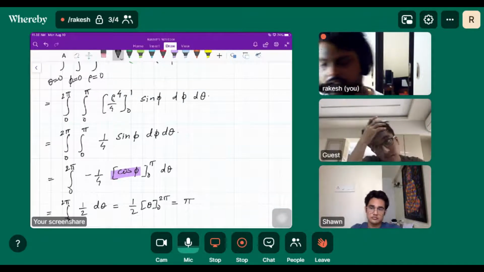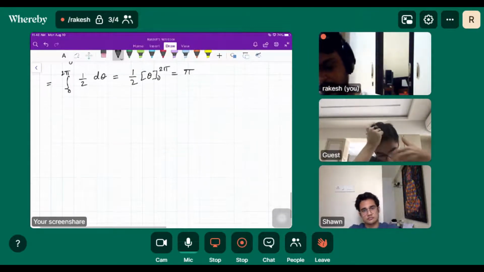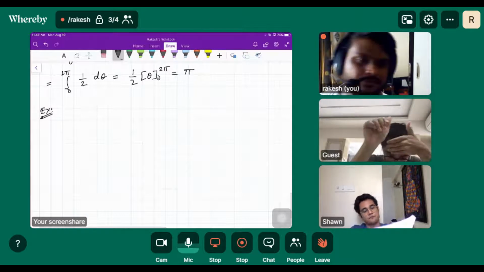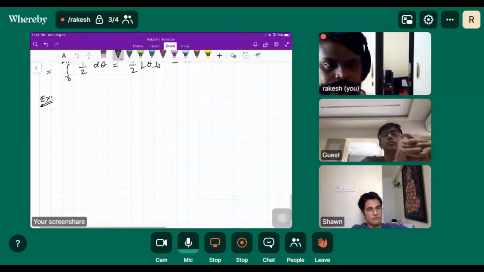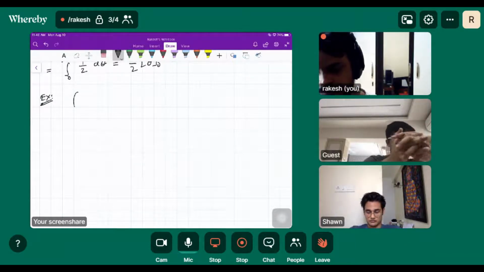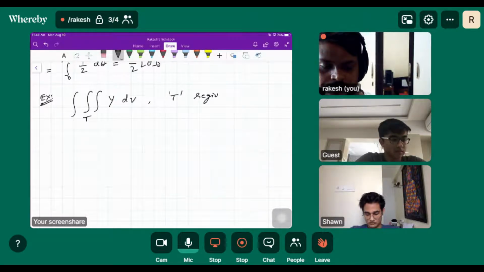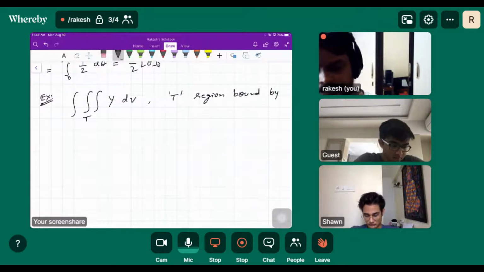Okay, now let me put up the next question here. Was it difficult? Not really. dV, and the region is bounded by z equal to root of 1 minus x square minus y square and the xy plane.